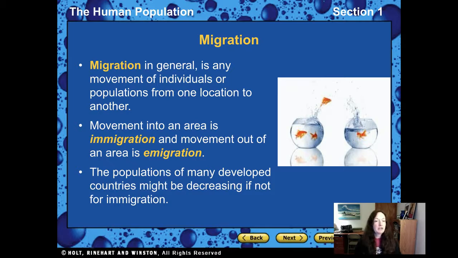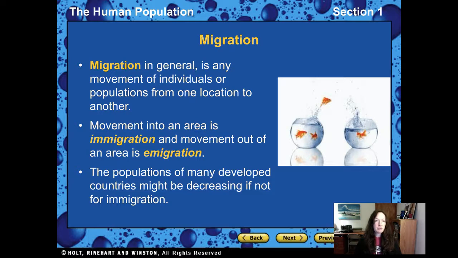Movement into an area is called immigration, which is one that we hear a lot about in the United States because a lot of people do want to immigrate here. And then movement out of the area is called emigration, with an E. I think of the word exit starts with E, emigration starts with E, it's exiting the population.